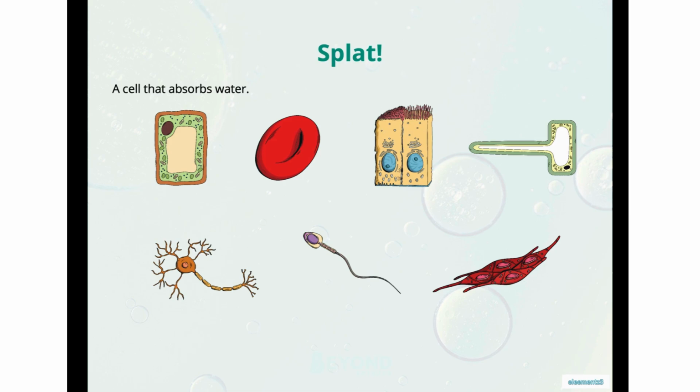Splat. A cell that absorbs water. A cell that has lots of mitochondria. A plant cell that has no chloroplasts. A cell that needs a large surface area. A cell that can contract. A cell without a nucleus. A cell that you would find in your airways. A cell that transports oxygen.